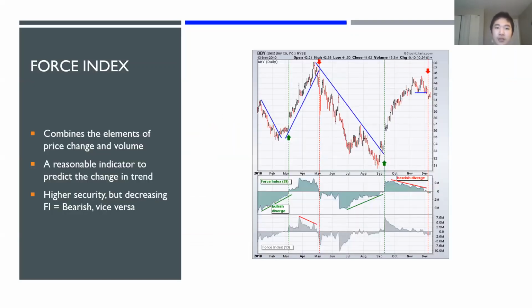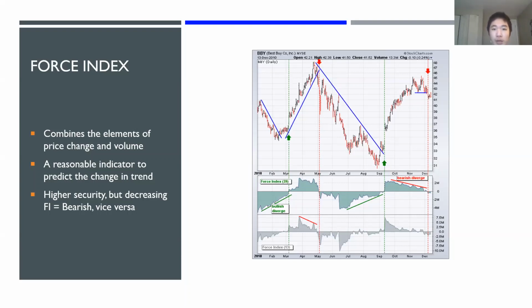The next is force index. Force index is basically, we calculate the price change, which is the current and the previous one. Then we multiply it by the current volume. So similar to the previous indicator that I talked about, force index combines the element of price change and volume, and traders can use force index to predict the change in trend if there's some sort of reversal pattern, which was discussed by my colleague Sam in the previous video.